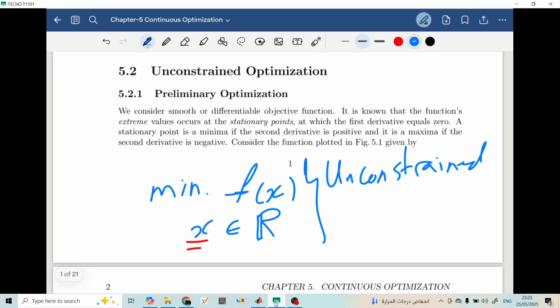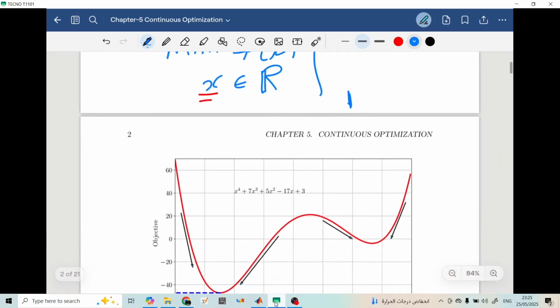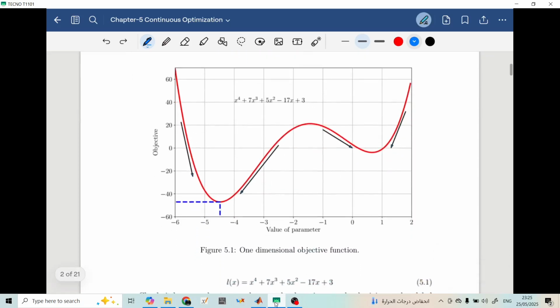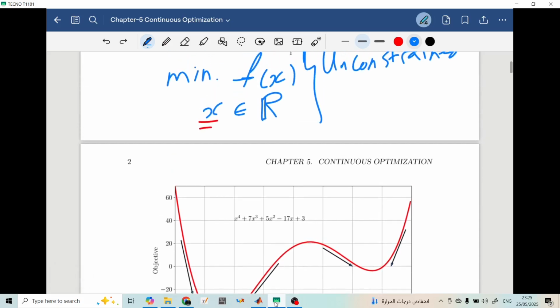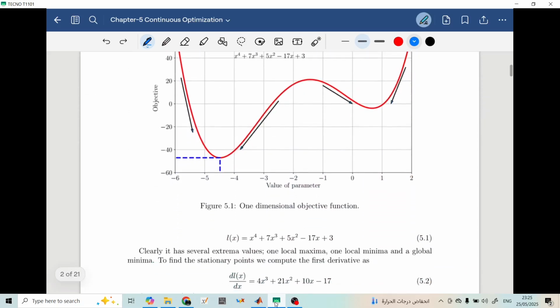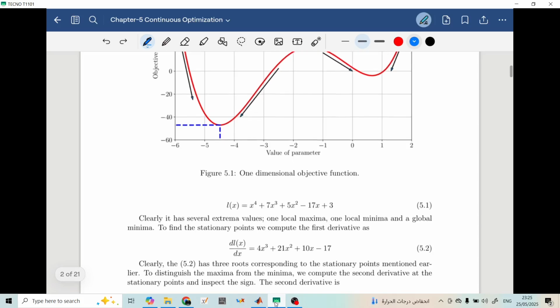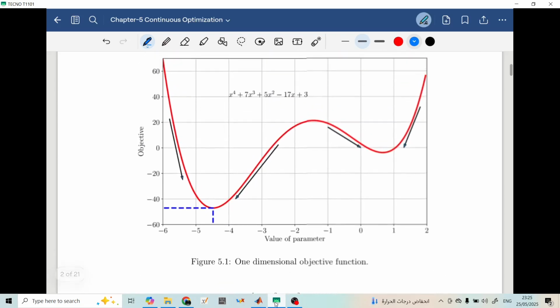So how do we solve this problem? It is simple actually. We just take the derivative of this function and we equate it to 0, as we said earlier. So let's take an example, right? Let's say that we have this loss function, which is a fourth order polynomial. If you plot it, as we did in figure 5.1, you can see that it has a global minima.